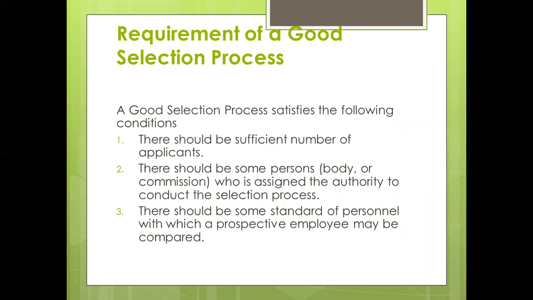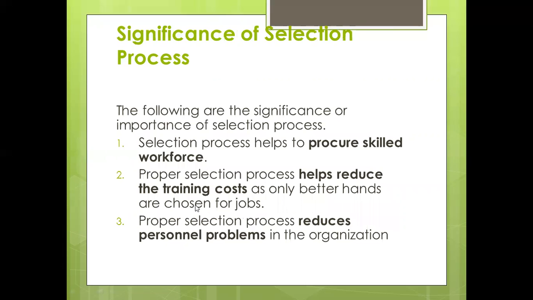Now, what are the requirements of a good selection process? A good selection process satisfies or should satisfy the following conditions. Number 1, there should be sufficient number of applicants. Number 2, there should be some persons, body or commission, who is assigned the authority to conduct the selection process. And number 3, there should be some standard of personnel with which a prospective employee may be compared.